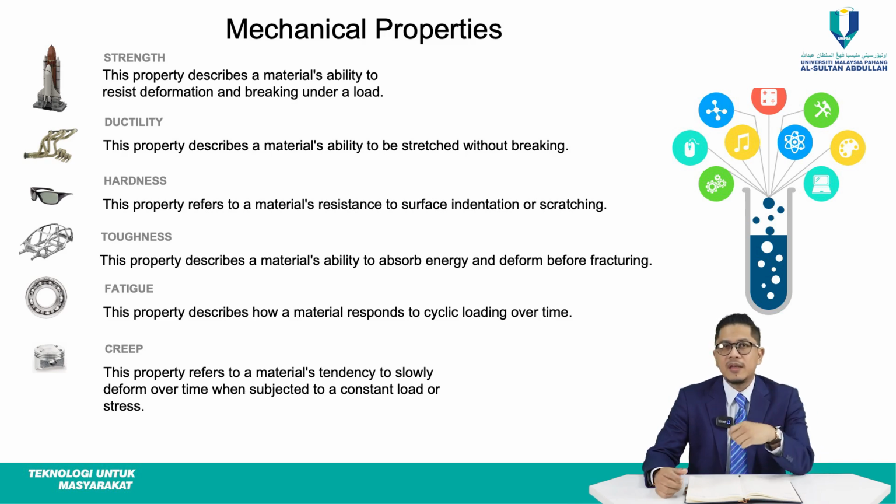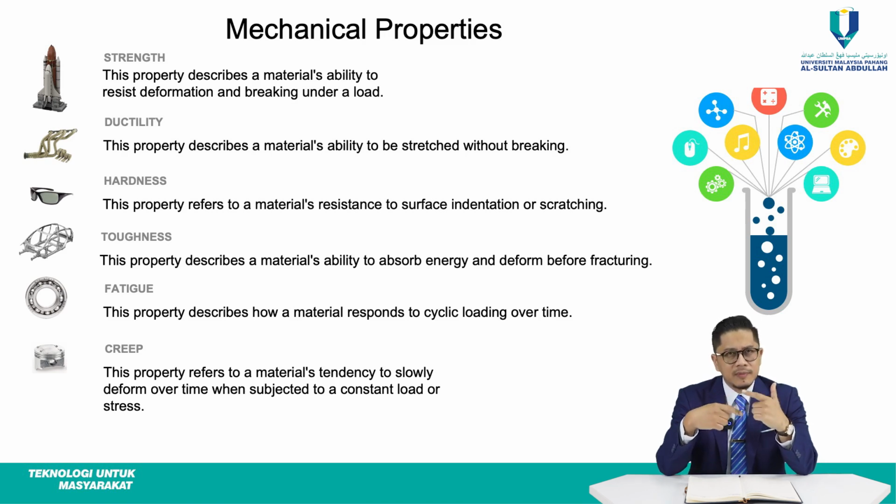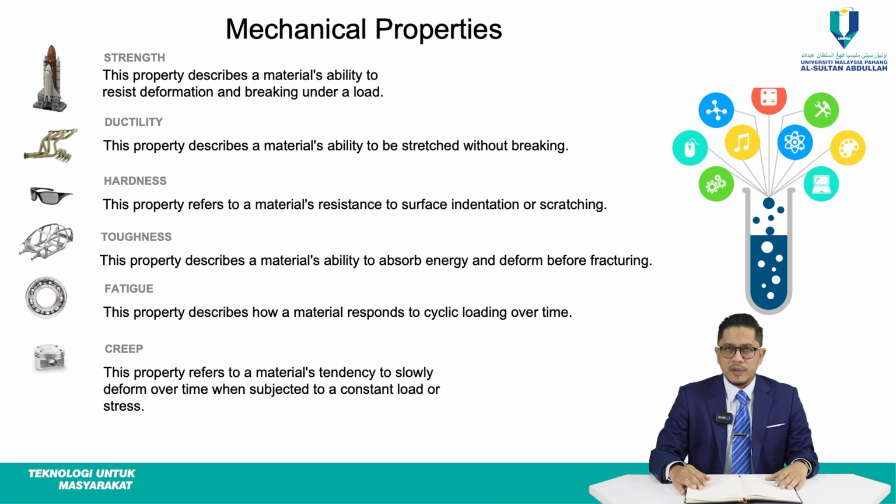Number 5, fatigue. It is a property that describes a material's ability to withstand repeated loading and unloading cycles without failure. This is important to consider in applications where the material will be subjected to cyclic stresses, such as in aircraft components or automotive parts. Materials with good fatigue properties have a long lifespan and can withstand high loads without failure.